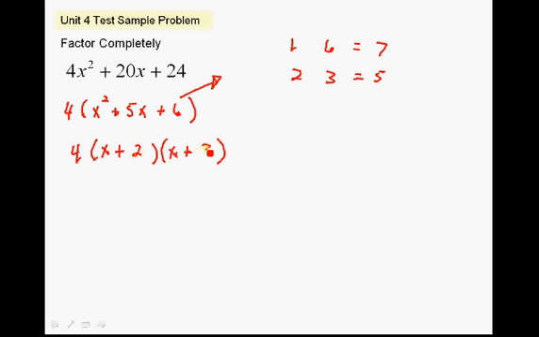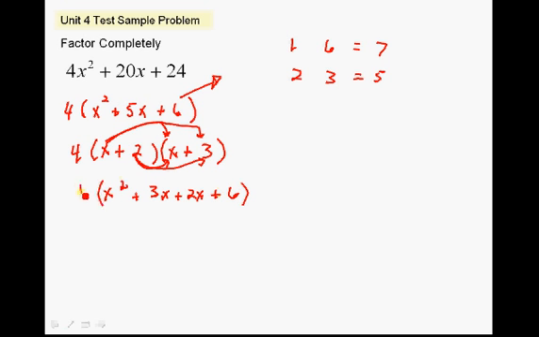And then you do your check, right? So you do your check and you will say x times x equals x squared, x times 3, positive 3, equals positive 3x, plus 2 or positive 2 times x is plus 2x, plus 2 or positive 2 times a positive 3 is plus 6, and remember that's still all multiplied by 4.